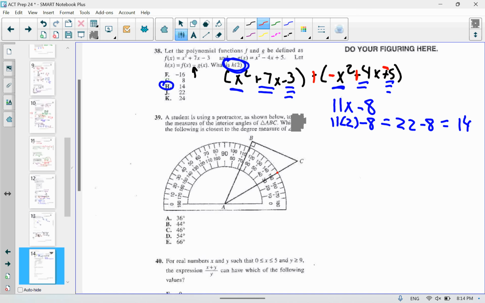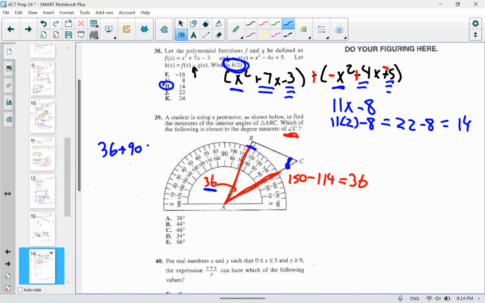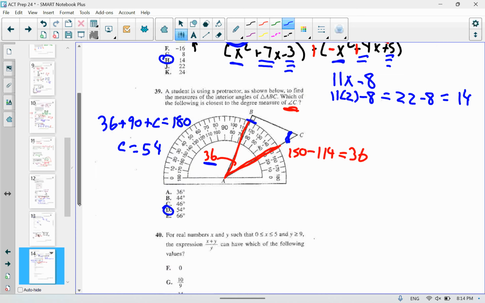I see that this part is at about 150, and I'm going to say this is at about 114. So I would do 150 minus 114 to find that this angle A is 36 degrees. However, the question is more specifically trying to ask about angle C. I'm asking about this angle here. So 36 and 90 plus C has to equal 180, which means that C has to equal 54 degrees. Letter D.